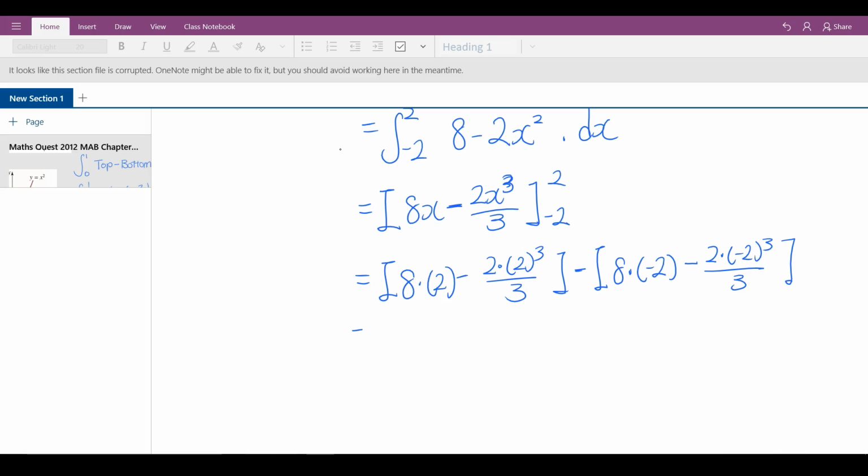Okay. So, alright, 8 multiplied by 2 is 16, right? 2 cubed would be 8, right? So 2 times 8 would be 16 over 3. Minus, 8 times -2 is -16. This one will be pretty much the same. So -2 cubed times 2 will give you 16 as well. But this one, we've got a negative here, and -2 cubed will give us -8. So -8 times 2 is -16. So it's minus 16 over 3. Okay?